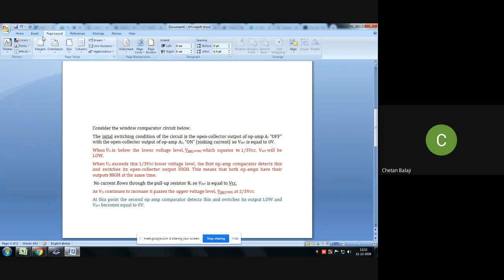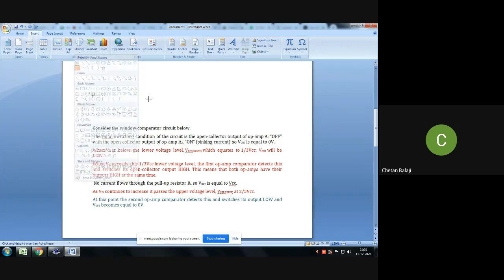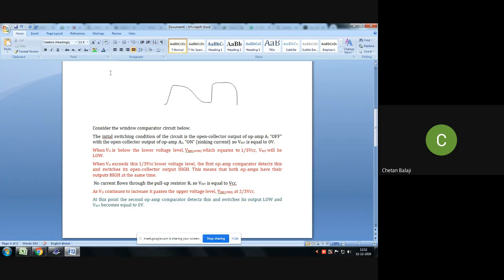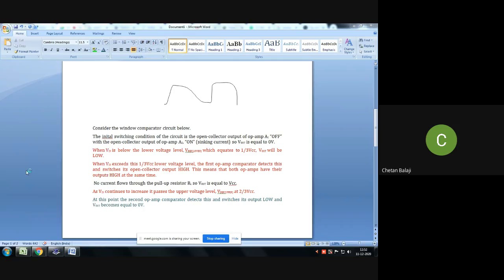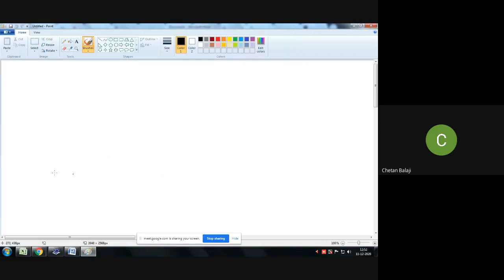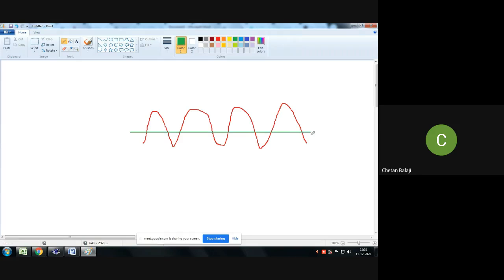I'll just show you one more. I'll show you by writing like this. Let's assume this as a waveform. I'll show you with respect to paint. In paint, I'll just explain this. Look out here. Let me assume this as my input point. Let me draw a line over here.